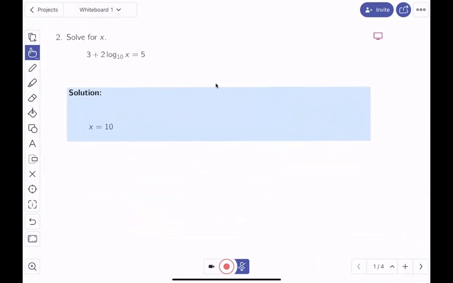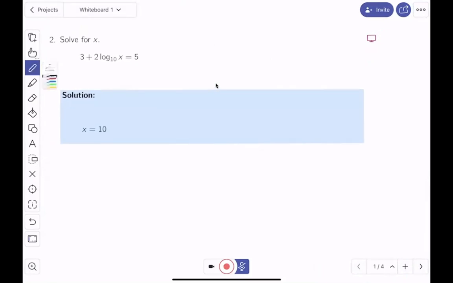2. So looking at that, you could probably simply say, well, log base 10 of what number would give me 1, because if it was 1, 2 times 1 is 2. You would just say 10. The answer is 10. But I want to go through the method, right? Because it may not be so easy. Let's write this down. 3 plus 2 log base 10 of some number is equal to 5.